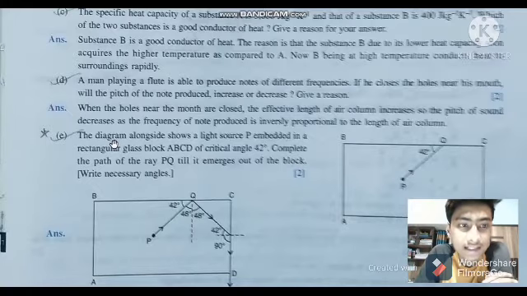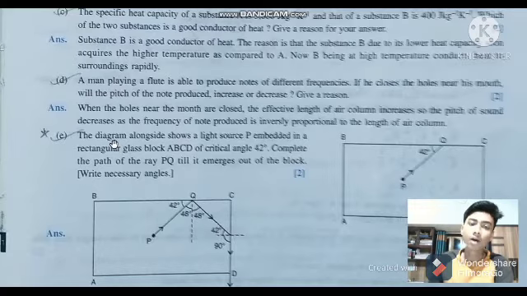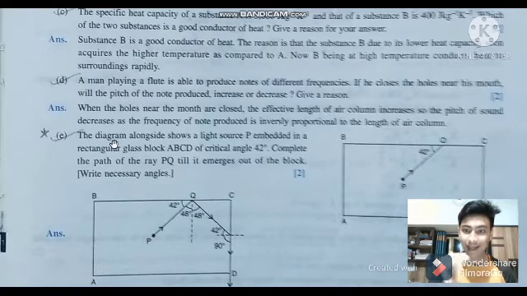Next question states, a man playing a flute is able to produce notes of different frequencies. If he closes the holes near the mouth, will the pitch of the note produced increase or decrease? Obviously, when the holes near the mouth are closed, effective length also increases, so the pitch ultimately decreases, because we know the relationship between frequency and length is inversely related. So that is your answer for this question.